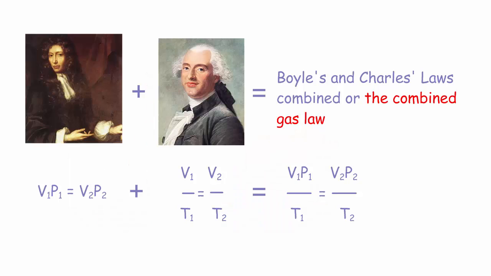And by everything, I mean both the pressure and the temperature of a gas. When both of those change at the same time, what then? The solution to this dilemma is the combined gas law, which is simply Boyle's and Charles' laws combined. The equation appears on the far right there. V1 P1 over T1 equals V2 P2 over T2.